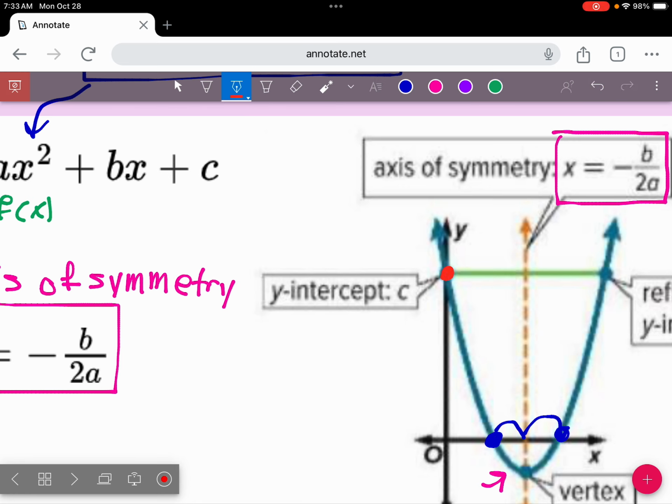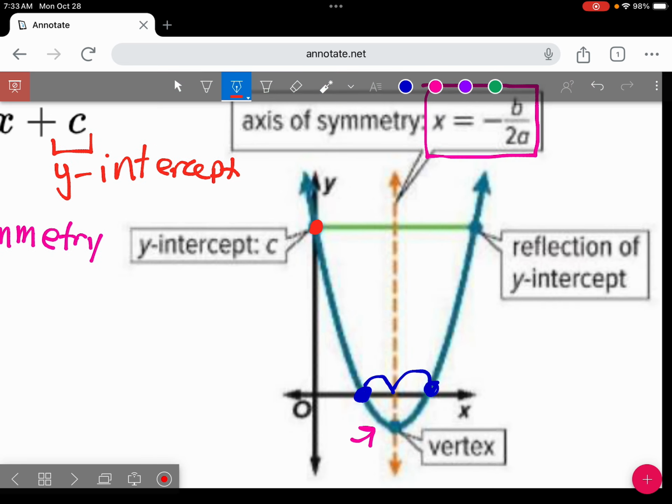So my y-intercept, which is always, always, always this constant right here, just like our mx plus b, well, it's not b, but it is c this time. That's my y-intercept. So if I know my y-intercept, I know where my axis of symmetry is, I can find this point over here. They're going to be the same distance. Those two pieces are going to have the same length.